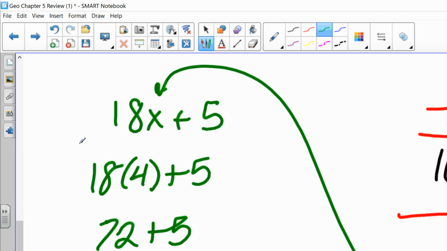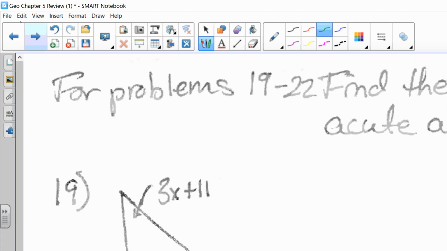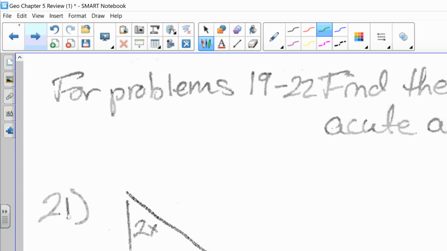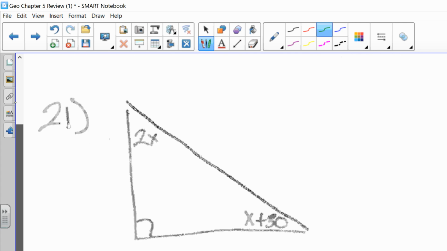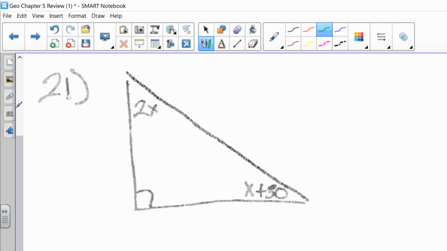Are you good with those there? Let's look at 19 through 22. Find the measure of the acute angles. Which one of these do y'all want to look at? 22. How many answers are we going to have for these problems? Well, 3, yes. Because we'll have the value of x and then the two acute angles, yes?